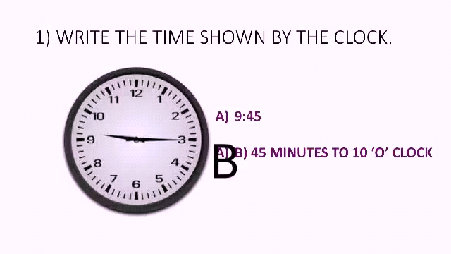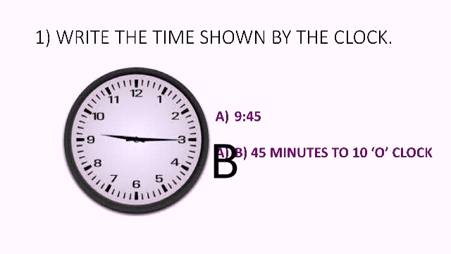Okay, our first question. Write the time shown by the clock. Now we all have learned clock. Let me just recapitulate for you and give you a clue. In clock, what have we learned? We have learned that clock has three hands. The smaller hand is the hour hand, the larger hand is the minute hand, and the thinnest hand is the second hand. And we have learned that 1 hour equals 60 minutes, 1 minute equals 60 seconds.